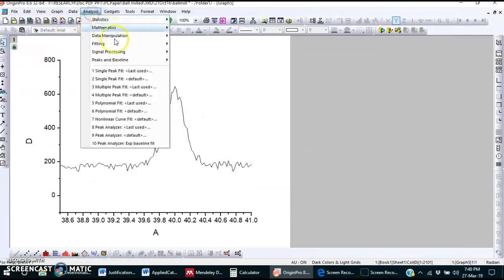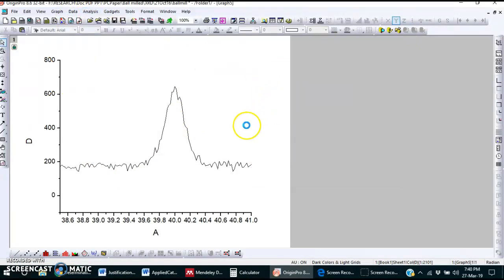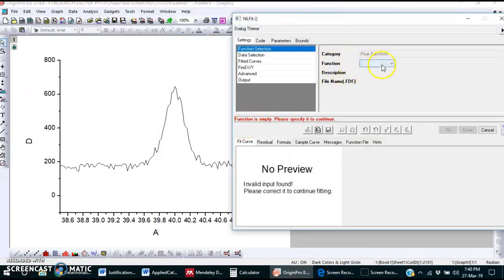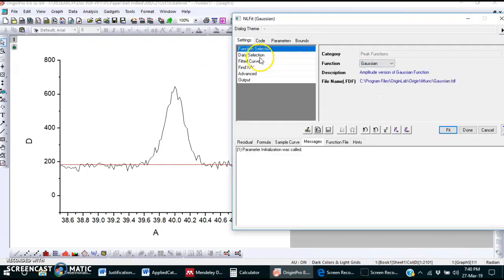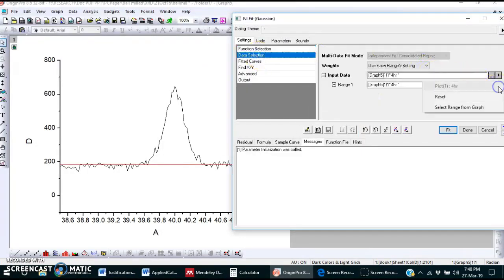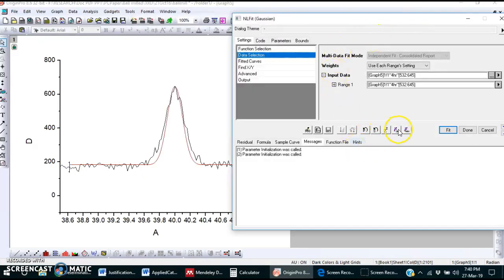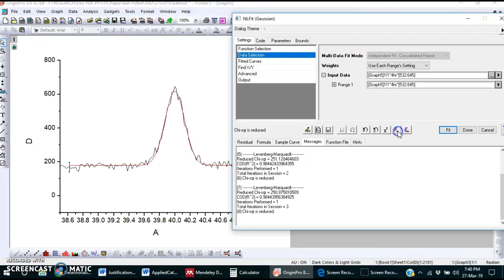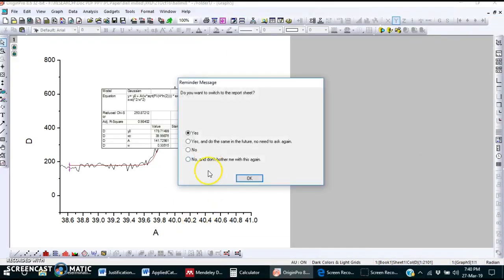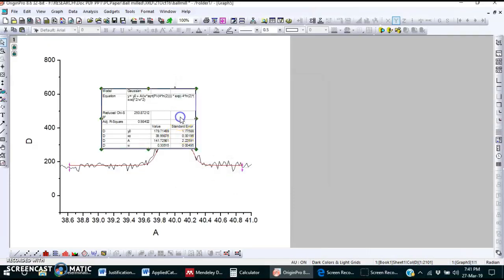Now same process: Gaussian, data selection, select range from the graph, this range. Okay, again go to this, start iteration. It's being fitted, then final. Okay, if you want to switch to the report sheet, then yes, otherwise no need of it, no.